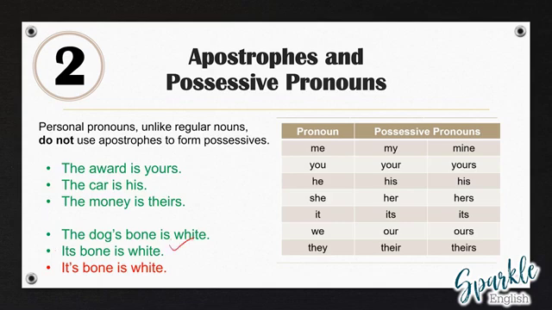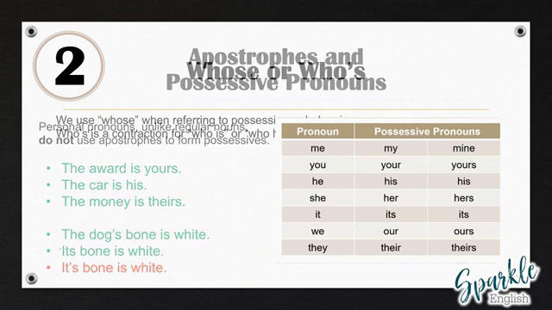Its bone is white. We cannot put it apostrophe s bone is white because this apostrophe s is a contraction and it can mean it is or it has. And it is bone is white or it has bone is white. That makes no sense. The its means the same thing as the dog's. Okay? So just keep that in mind.